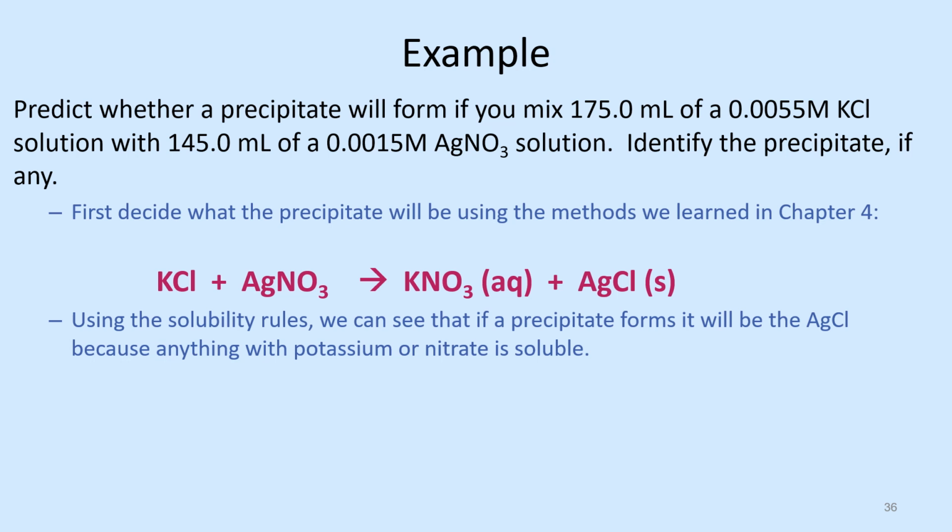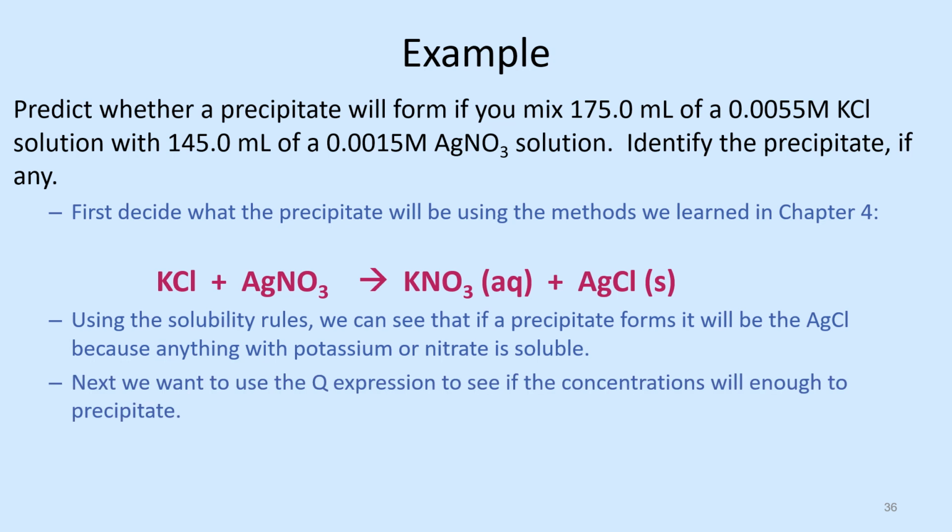So now we can ignore the potassium, we can ignore the nitrate. All we want to do is figure out the equilibrium of our insoluble compound, which is the silver chloride. So we want to get the Q expression for the silver chloride, and then find out what our concentrations are, plug them in, and compare to Ksp. Now that we know what the precipitate might be, we can look up on our table back a few slides ago and find out that the Ksp for silver chloride is 1.8 × 10⁻¹⁰. So now we have something to compare it to.